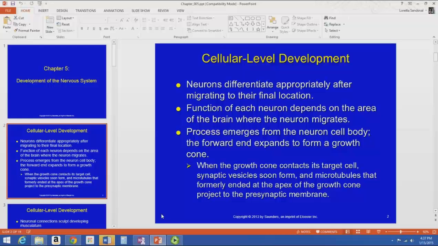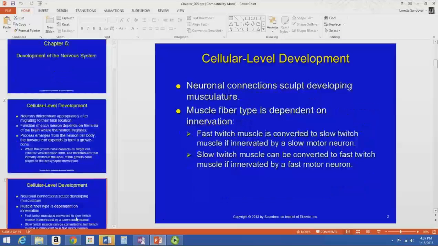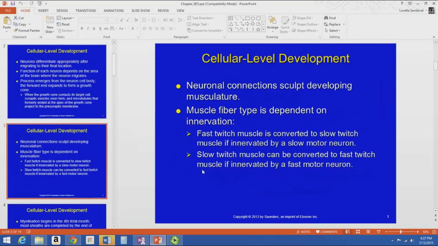So once the neuron has reached its final location, there is a physical process that emerges from the neuron cell body, and it expands to form a growth cone. When the growth cone contacts the target cell, it starts to form synaptic vesicles and the microtubules that are going to connect the growth cone to the presynaptic membrane. So the connections that the neurons make with the muscles actually sculpt the developing musculature.